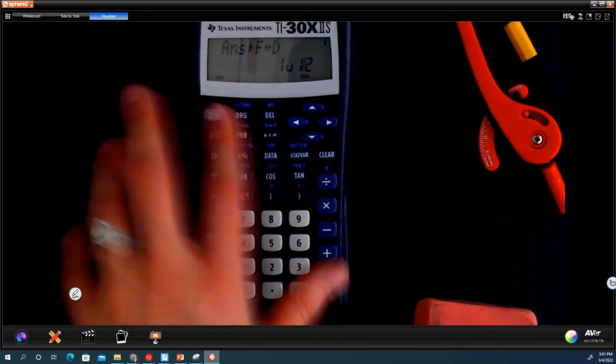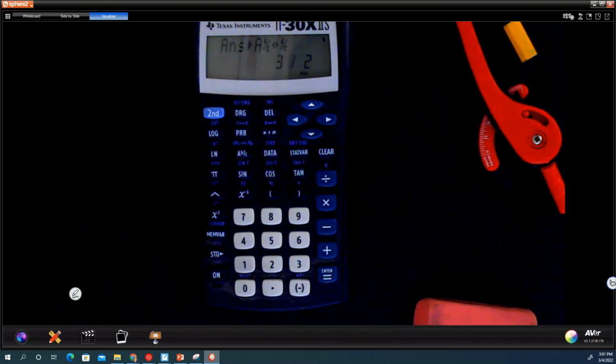And then you're like, oh, a mixed number. This one's pretty easy to convert, but guess what? Your calculator can do that for you. Press second, the button right below the F to D one, where it says mixed number to improper fraction. That's how you do it. 3/2.